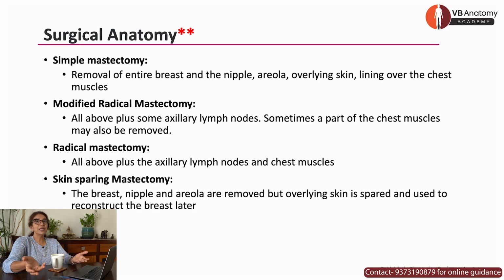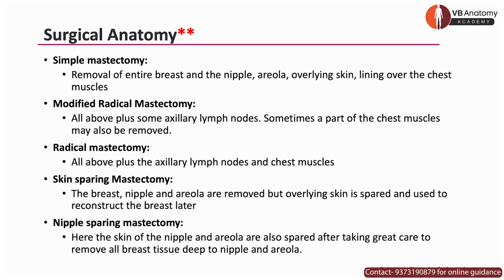A skin-sparing mastectomy. Now this is done where the breast, nipple, areola are removed, but the overlying skin is spared so that it can be used for reconstruction of the new breast. As we discussed earlier, there's a surgery, the nipple-sparing mastectomy. In this, very carefully the nipple will be dissected out, removing all the breast tissue, but the original tissue can be used for reconstruction.